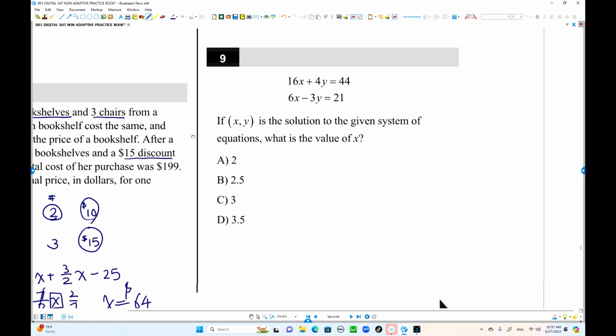Here is number 9. (x, y) is the solution to the given system of equations. What is the value of x? So we're going to find the value of x, not y, okay?